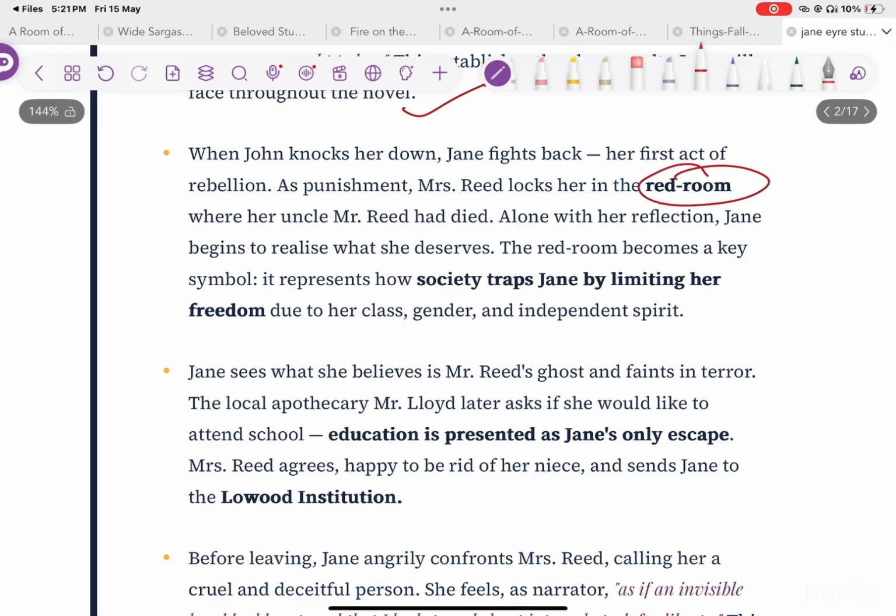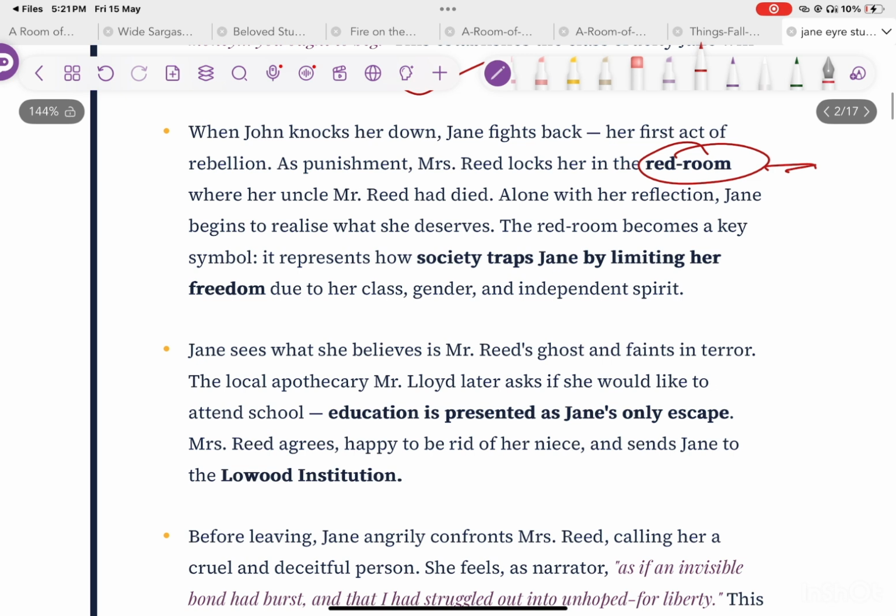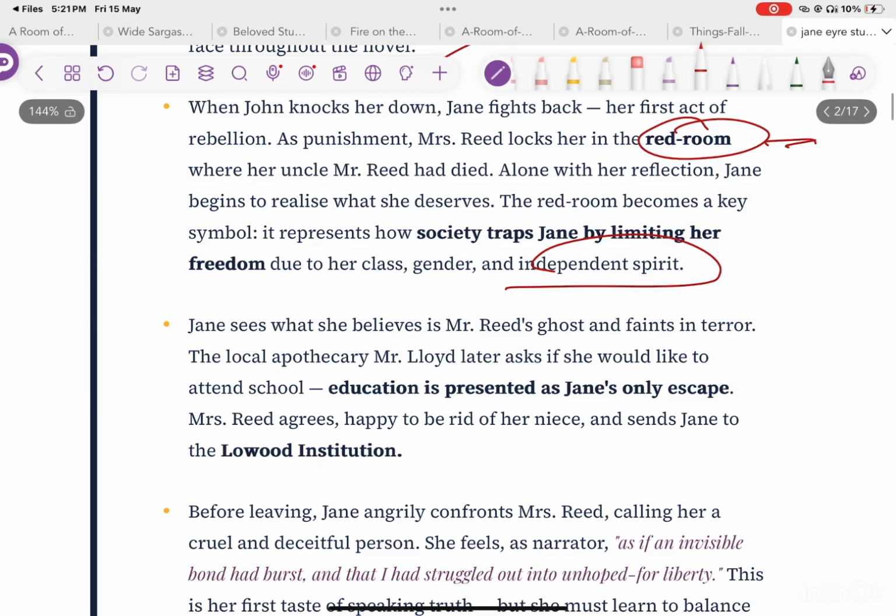They lock her in the red room where her uncle Mr. Reed had died. Along with her reflection, Jane begins to realize what she deserves. The red room becomes a key symbol. It represents how society traps Jane by limiting her freedom due to her class, gender, and independent spirit. So in the red room, when her aunt locks her in after she gets in a fight with her cousin John Reed, she sees a reflection of her uncle and she is very terrified by that.